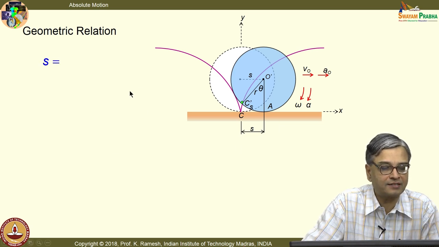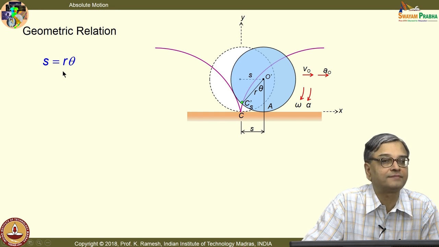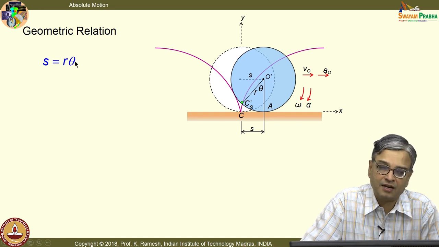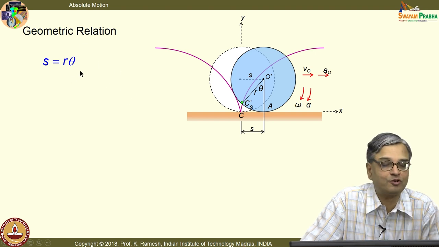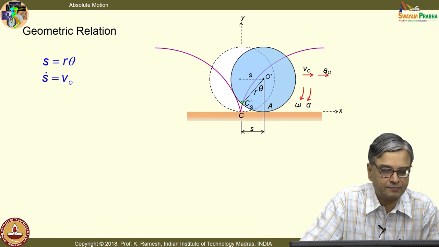So, I have this S equal to r theta. And how do I put theta? Theta should be expressed in radians. Do not substitute it in terms of degrees. Okay. So, once I have this relationship, getting S dot is straightforward. I have S dot as V naught and that is nothing but r theta dot.